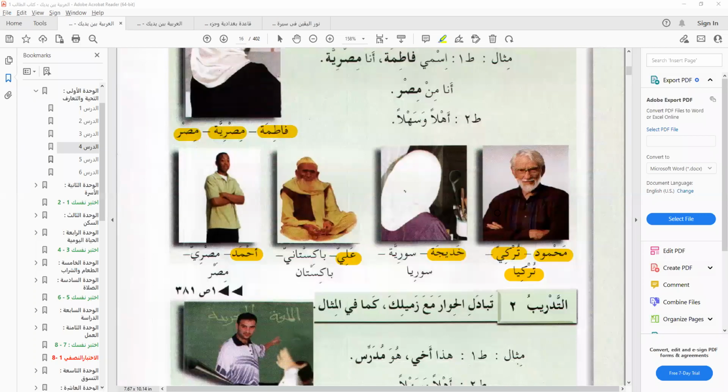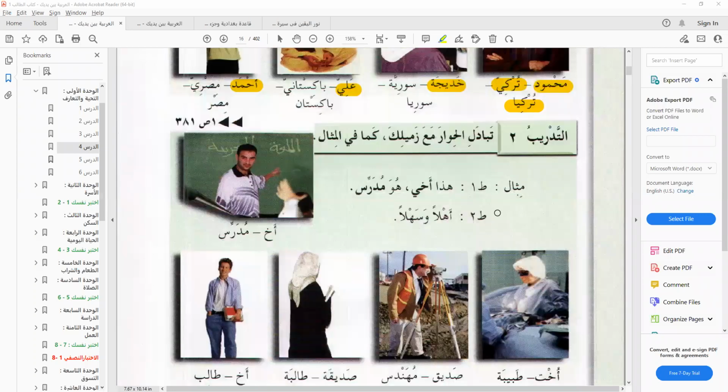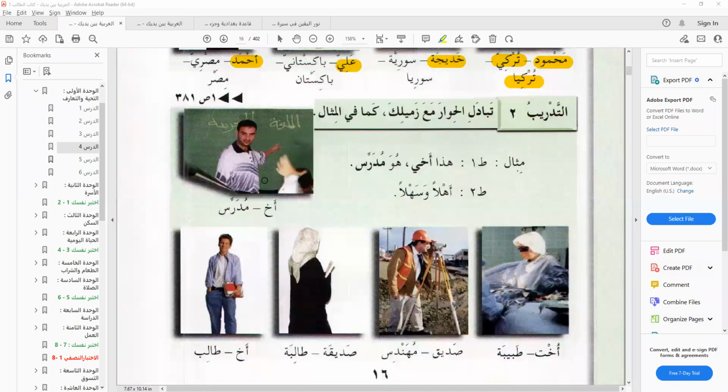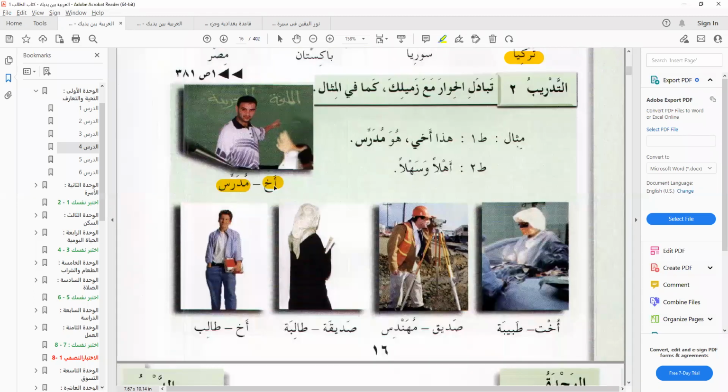Okay. We have just 2 minutes. Let's move on. التدريب الثاني تبادل الحوار مع زميلك كما في المثال. So you are also exchanging. تبادل means exchange. الحوار, the conversation, مع زميلك, with your colleague, كما في المثال. So we have an example here also. We have أخ, we have مدرس. So we are going to use these two words. We already know the meaning of أخ and مدرس.